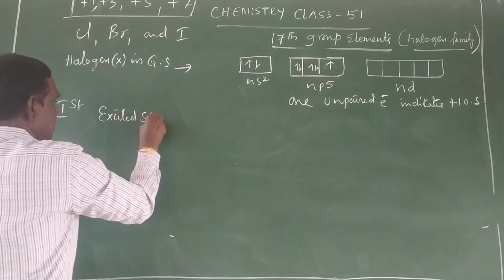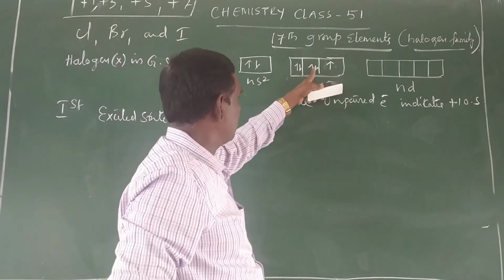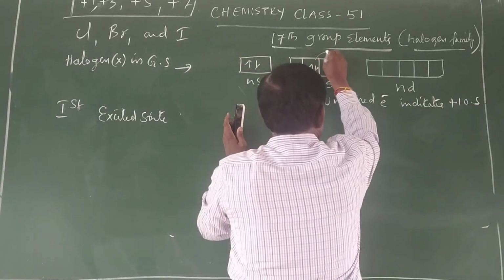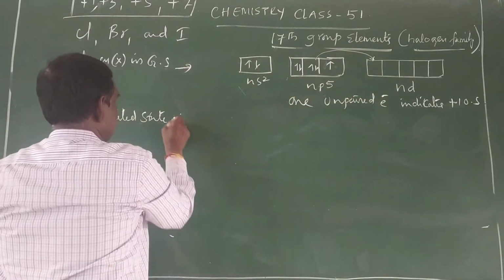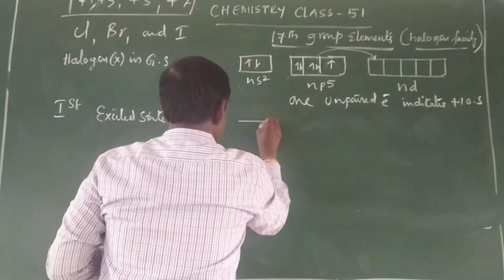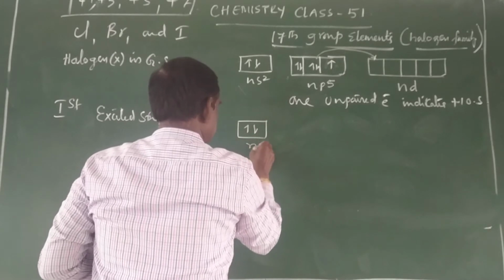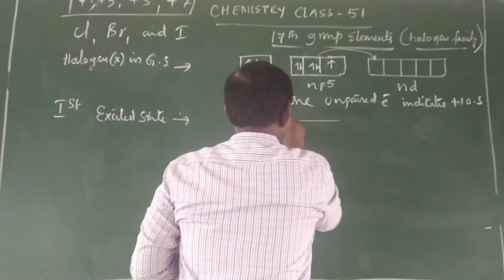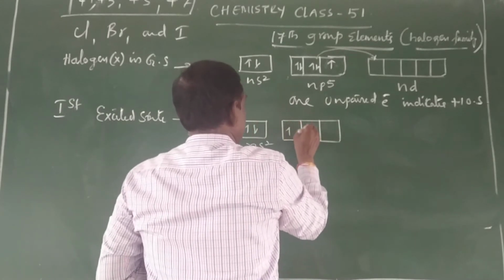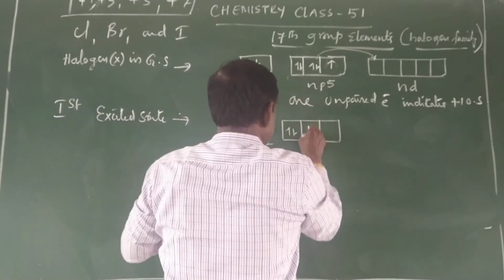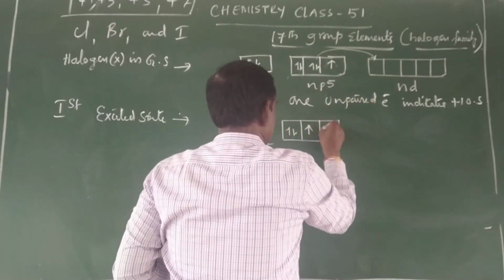I am going to write in the first excited state. So what happens here? From np5, one electron will jump from the p orbital to the d orbital like this. So the ns2 remains as usual. And in the np3, you see 1, 2 electrons are here, but here only one electron. One electron jumps to this position, so this is also one electron.